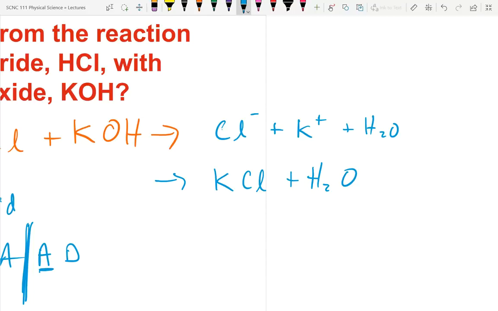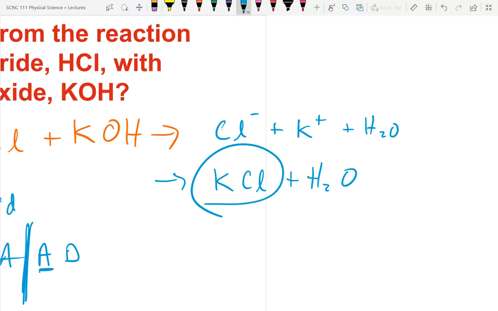And there's my reaction. Notice I had Cl minus and K plus as intermediaries when my acid and base separated. And then what kind of bond is going to form between the Cl minus and the K plus? If I have a negative ion and a positive ion, they're going to be neutral when they come together, but what kind of bond will they make? Covalent, polar covalent, or ionic? It's going to be ionic because they're two ions.